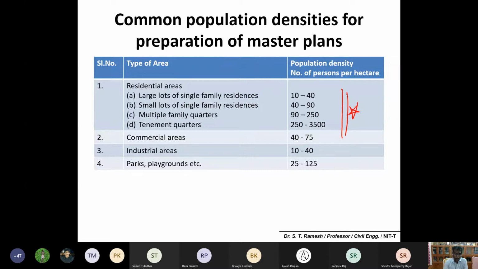per hectare. Please remember, residential areas are around 10 to 40 persons per hectare, for example. Small lots are around 40 to 90, and multiple family quarters are 92 to 250 persons per hectare. Commercial areas may be 40 to 75, industrial areas 10 to 40, and parks and playgrounds maybe 25 to 125. So these could be the common population densities for the preparation of a master plan.